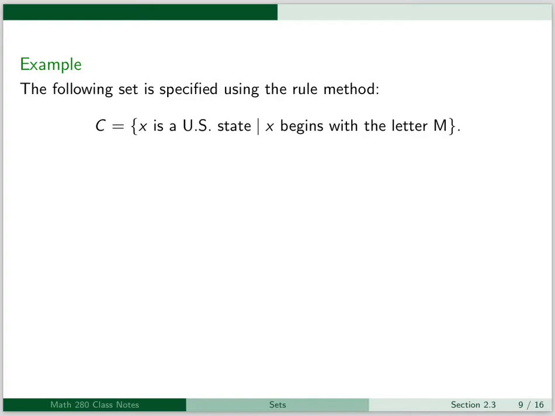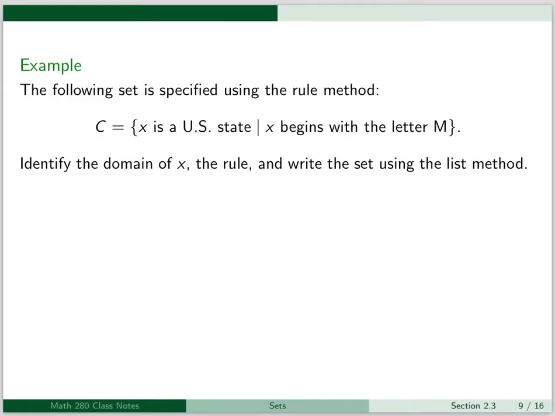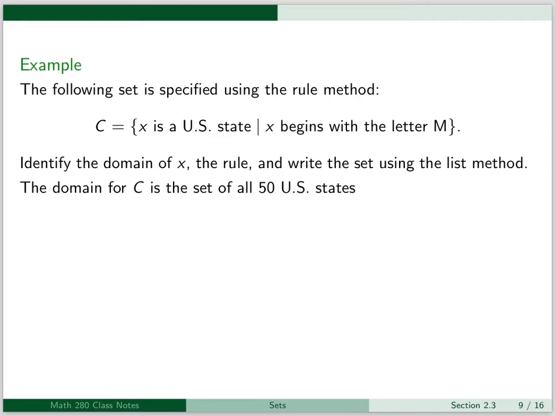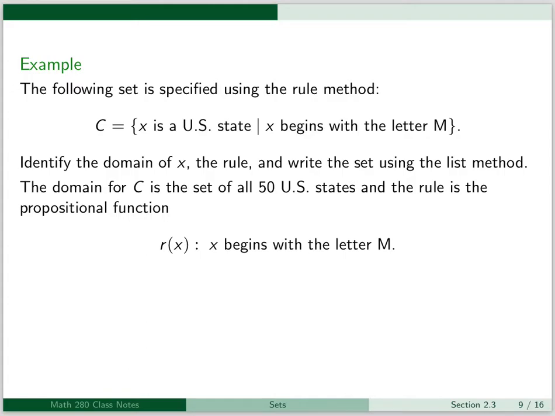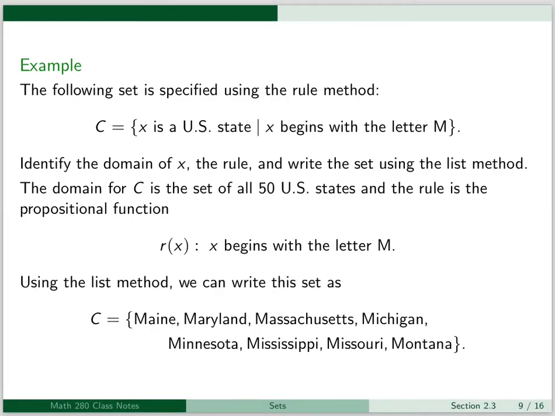And next we have the set C, x is a US state such that x begins with the letter M. For this set, the domain is the set of all 50 US states, and the rule is the propositional function R(x), x begins with the letter M. Using the list method, this is a set containing all the US states beginning with the letter M, which are Maine, Maryland, Massachusetts, Michigan, Minnesota, Mississippi, Missouri, and Montana.